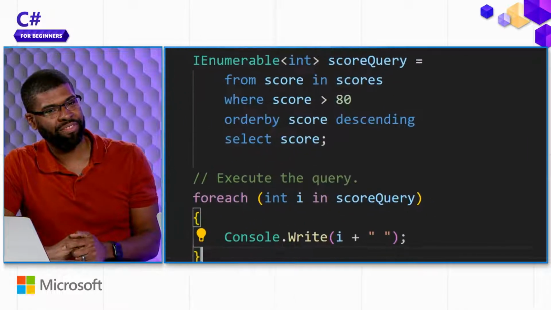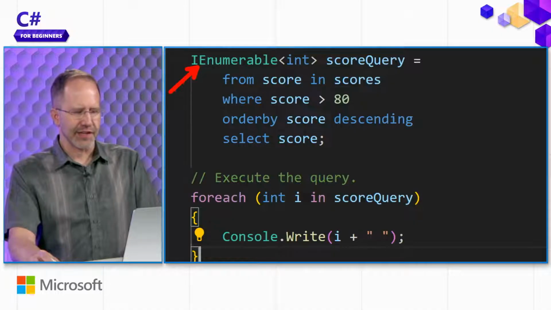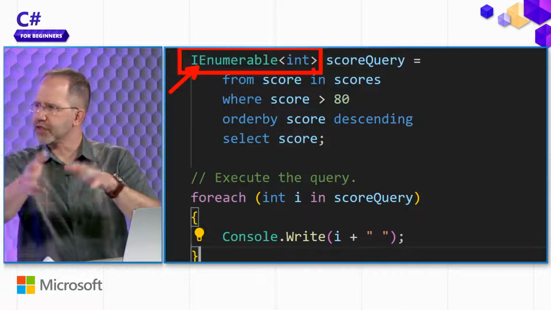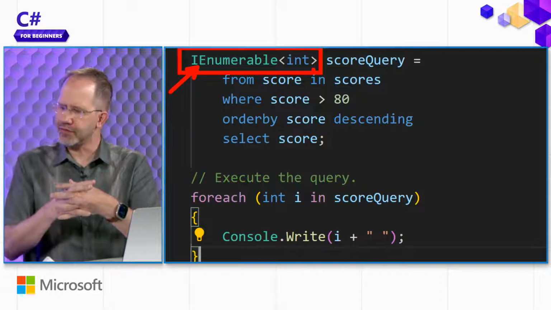Now, it's worth noting that you selected an enumerable group of integers, a list of integers. It's called a forward-only list of integers. Right.